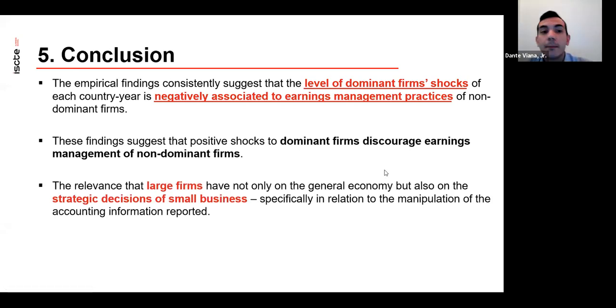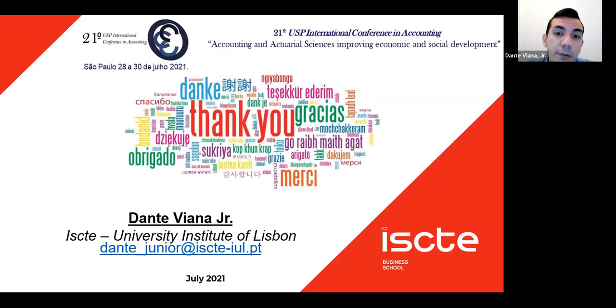And we believe in the relevance of those findings, given that large firms not only have an impact on the general economy where they are headquartered, but they also seem to affect strategic decisions of small businesses, specifically in relation to manipulation of accounting amounts that firms usually rely on. So we believe that these findings have several implications for the market that could be interested in the role of those companies, specifically when they are analyzing the earnings quality of those large and small firms as well. So thank you so much for your attention. And I'm fully available to answer any questions or receive any suggestions. Thank you so much.